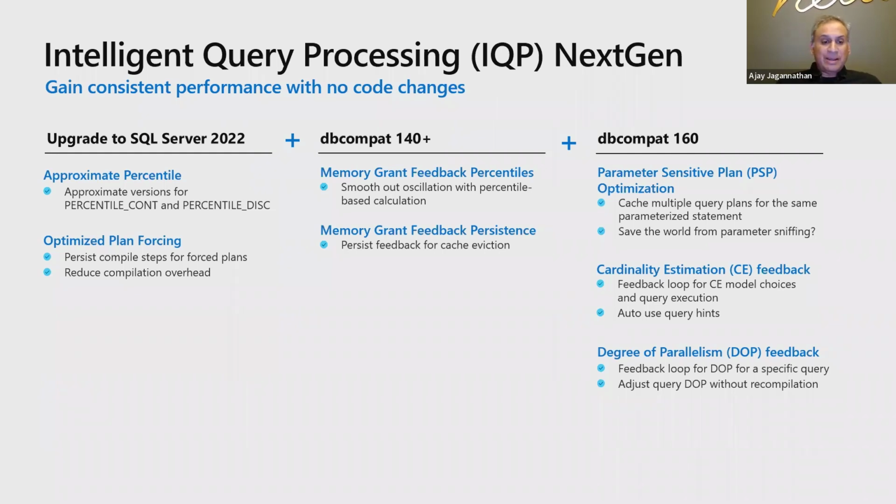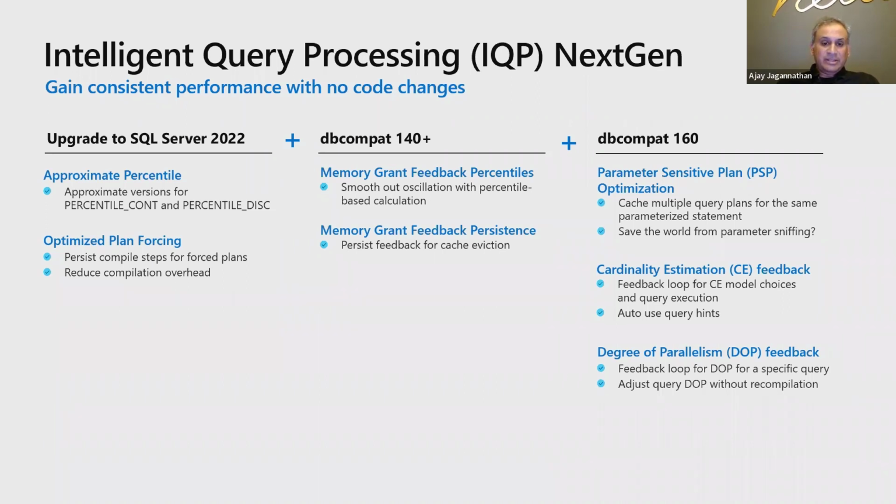The next one is optimized plan forcing. Anytime a query has to compile, usually when the plan is evicted from cache or if you have a server restart and multiple queries are flooding the server, we call this a compile storm. It causes expensive resource usage, and in some cases blocking and waits on the compile resources. So one of the things we're doing here is making the compile steps persistent, so that if the same compilation step is required, we can just pull it from the Query Store and use it, and thereby avoid the compile storm.